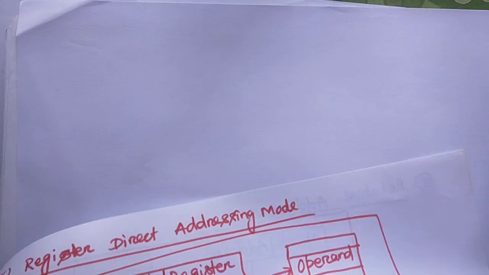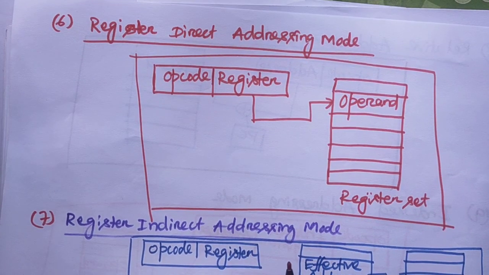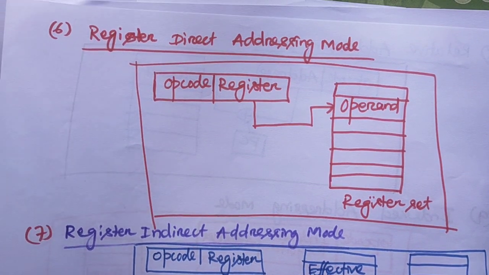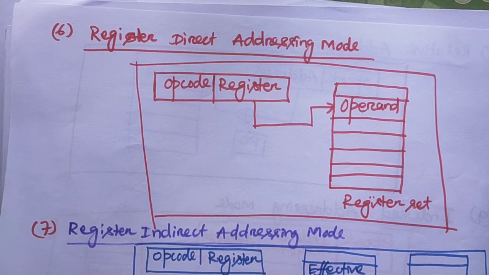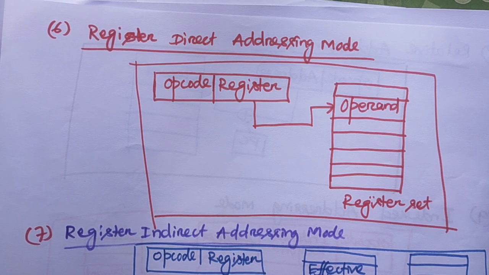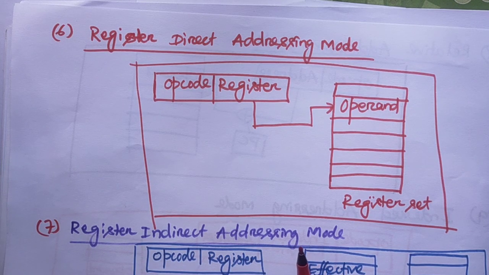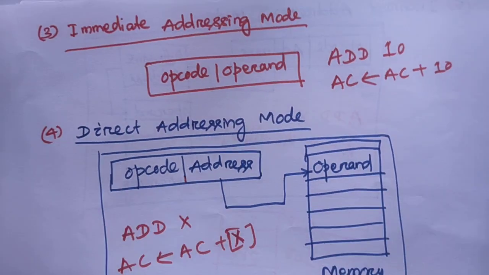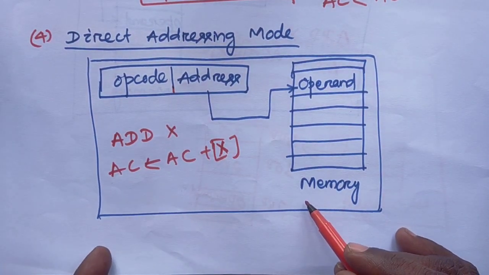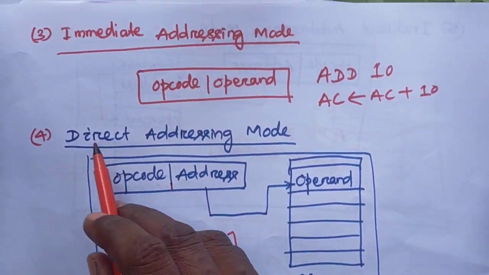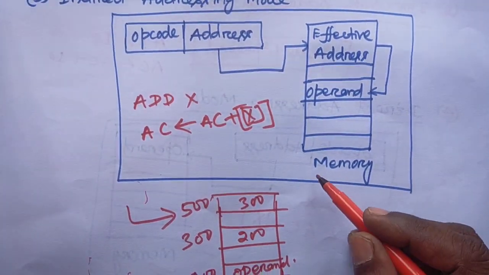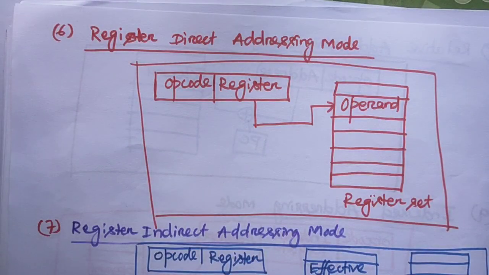So next I will show you another address mode, like the register direct addressing mode. Okay, register direct addressing mode. Simple, same thing. In direct address mode and indirect address mode, we use only memory. Whenever I go through direct address or indirect address, you see, we use memory. But if we go through register address, same concept, we use registers only.